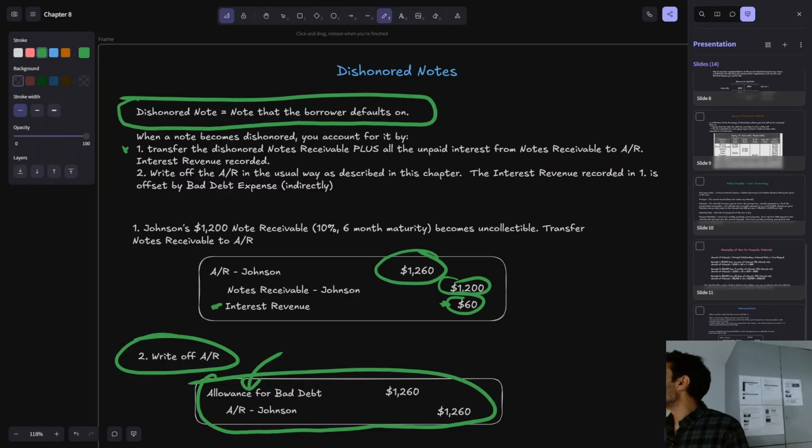You will correctly take the expense, and this will get netted. It's not actually going to increase your net income.